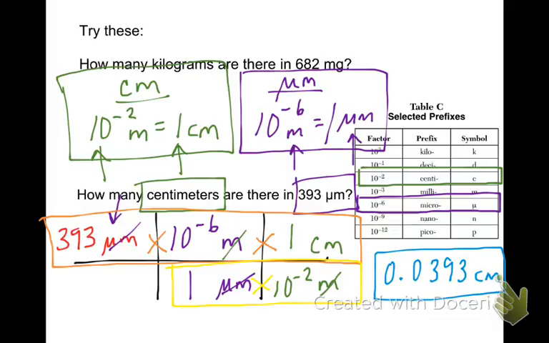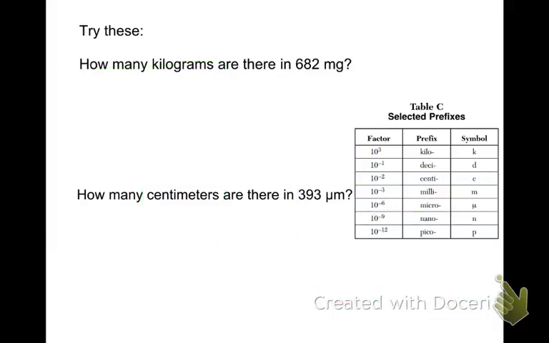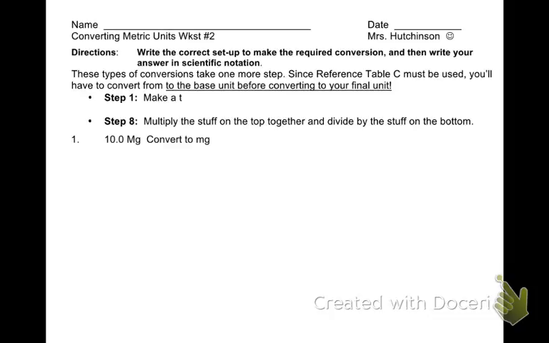Okay? If you had any trouble doing these, I suggest you rewatch that video that we just went through. So now what you're going to do is you're going to do converting metric units worksheet number 2. This is our multiple metric conversion worksheet. You're going to use all of the steps that we just discussed.